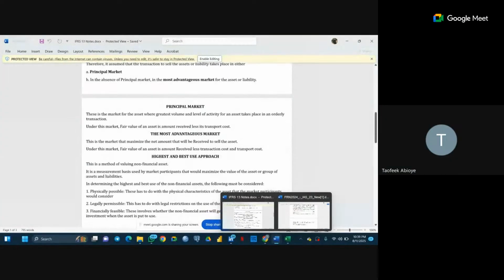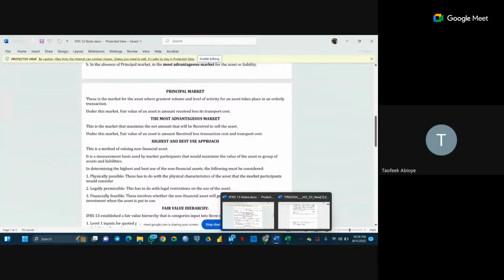So they went further to explain what they mean by the principal market. The principal market is the market for the asset where the greatest volume and level of activities for an asset take place in an ordinary transaction. Under this market, the value of an asset is the amount received less its transport cost.